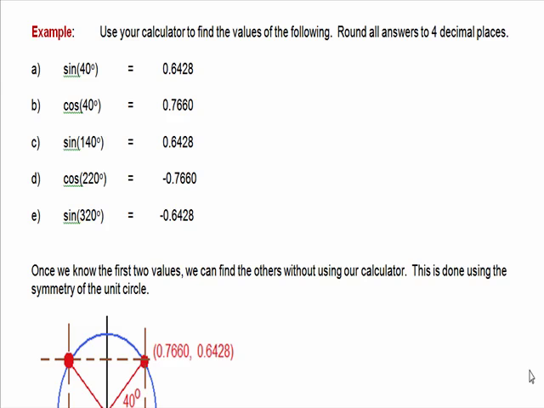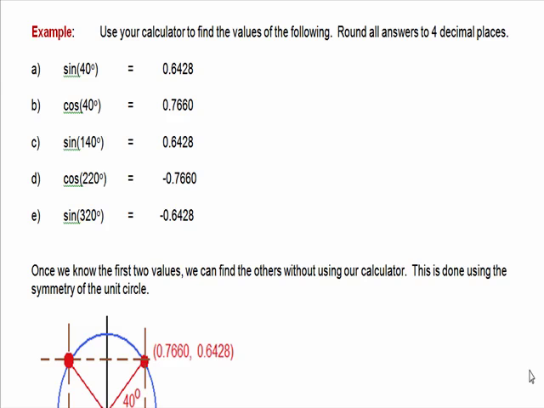Now, because the unit circle has so much symmetry, we can either use our calculator to find some values, or once we know a few values, we could use a graph to find the values. So first of all, let's just use our calculator. I'd like to use my calculator to find the values of the following. I want to round all answers to 4 decimal places. That'll be pretty standard with our trig, that we'll round to 4 decimal places.